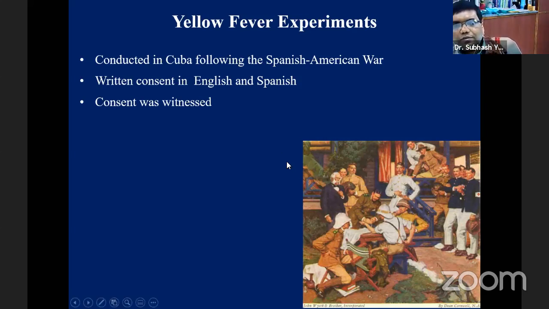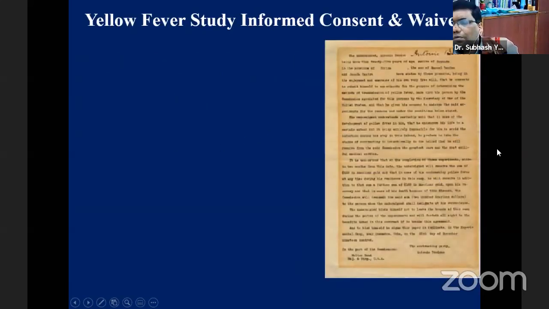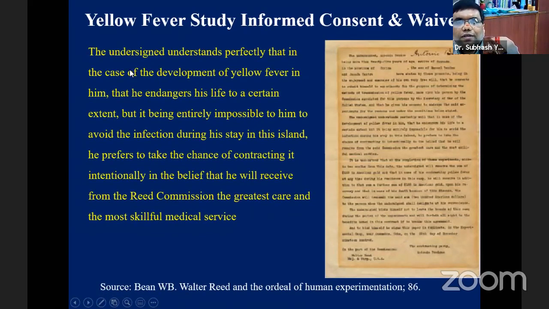Though the consent was written in English and Spanish, and it was also witnessed, this is the consent form, so I will just read it for you. It said: the undersigned understands perfectly that in the case of development of yellow fever in him, he endangers his life to a certain extent, but it being entirely impossible for him to avoid the infection during his stay on this island, he prefers to take the chance of contracting it intentionally, in the belief that he will receive from the Reed Commission the greatest care and the most skillful medical services.